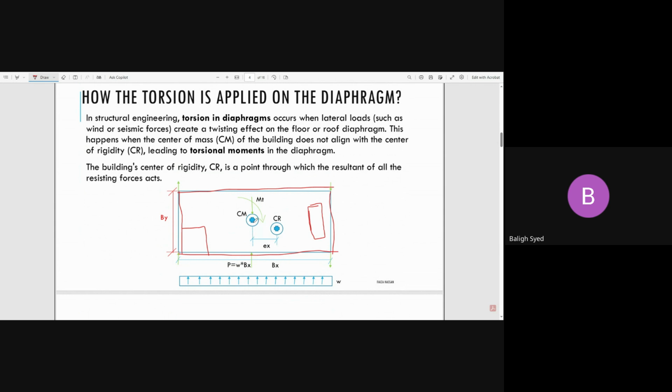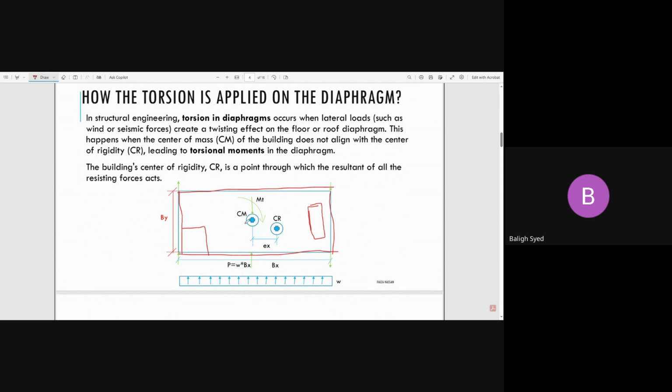So CM is somewhere here and CR somewhere here. Whenever this situation occurs in any diaphragm, and it has to be a rigid diaphragm, right? For a flexible diaphragm, it does not apply. Why does it not apply to the flexible diaphragm? Because it's like a simply supported beam, a simply supported deep beam. But the rigid diaphragm is exactly the opposite.